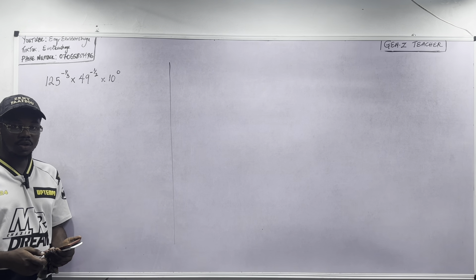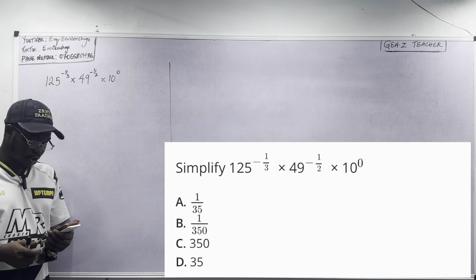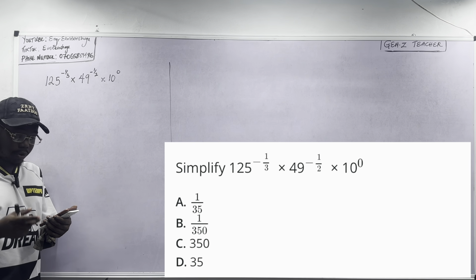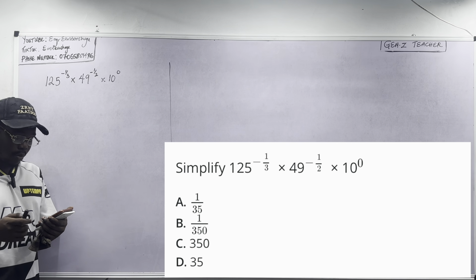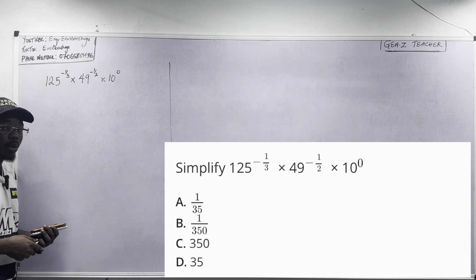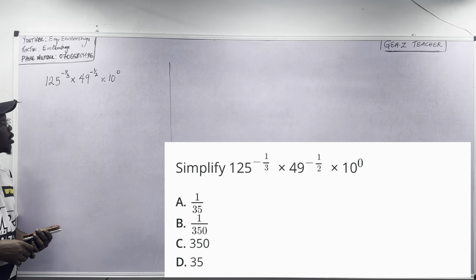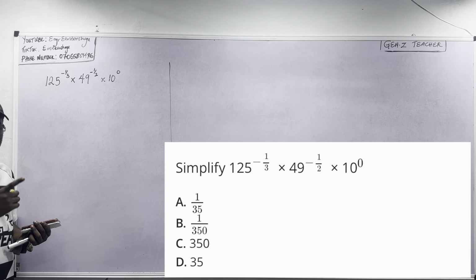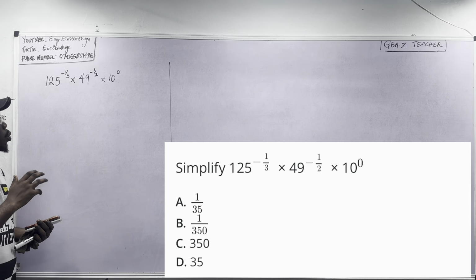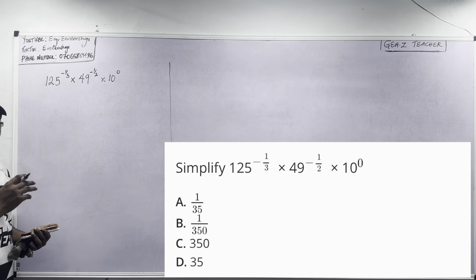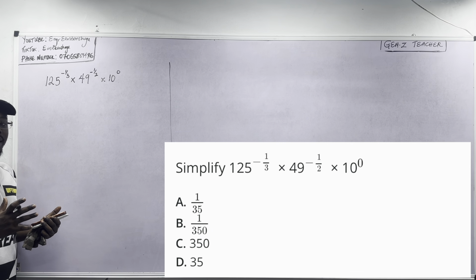Okay guys, question number 6 as displayed on the screen. It says simplify 125 to the power of minus 1 over 3 times 49 to the power of minus half times 10 to the power of 0. Now quickly, this question is coming from indices. For solving indices questions, we apply the laws of indices, which are about 8 or 9 laws depending on the way you were taught. Now from the question on the board, we have powers on the numbers. So quickly, we're going to try to simplify the numbers given to us to have simpler numbers having a power.